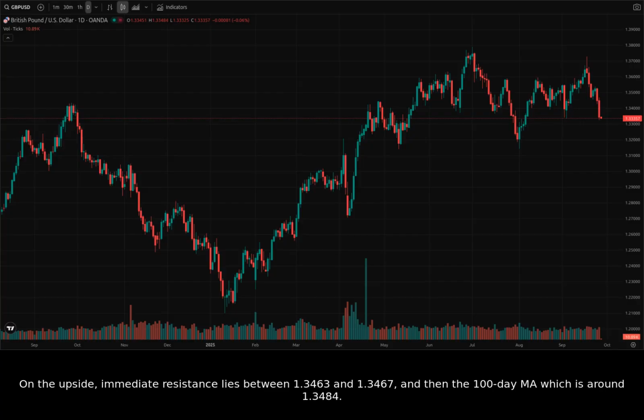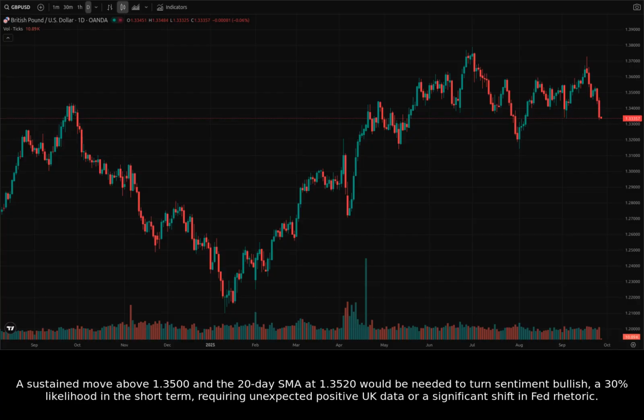On the upside, immediate resistance lies between 1.3463 and 1.3467, and then the 100-day MA, which is around 1.3484. A sustained move above 1.3500 and the 20-day SMA at 1.3520 would be needed to turn sentiment bullish, a 30% likelihood in the short term, requiring unexpected positive UK data or a significant shift in Fed rhetoric.